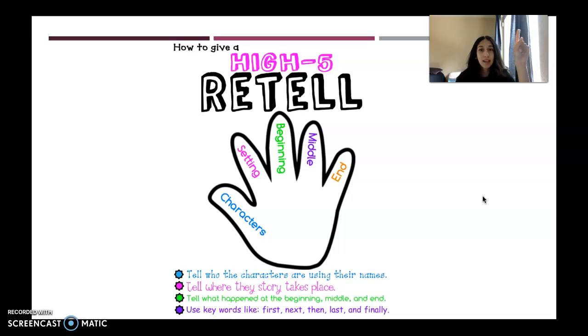Who's in the setting? Where was the story taking place? Was it at like the beach? Was it at the zoo? Who knows where the story was taking place? Yes? The castle. The castle, yes. Okay, and can we go ahead and raise our hand and tell me if you know one thing that happened in the beginning? What happened in the beginning?